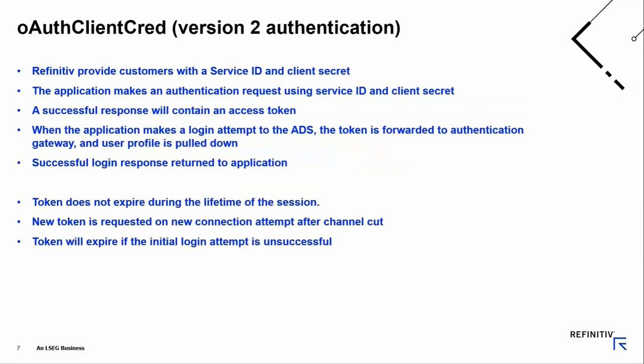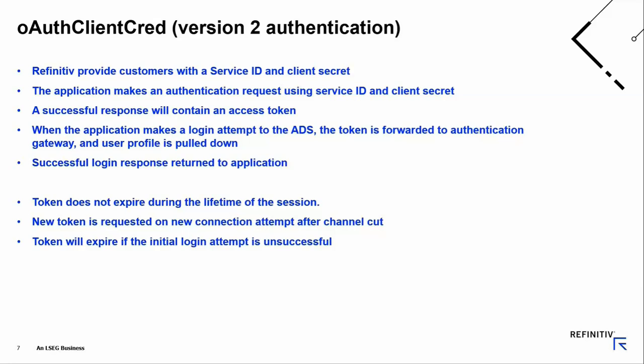So how is Real-Time Optimized authenticated? It moves away from the ILA concepts that we had with Edge and Electron Connect. As part of this product, we're going to provide a service ID and a client secret, which is effectively a password. Upon initial launch of the consuming application, an authentication request is going to be passed through to the data platform, and that's going to use the ID and the secret that we've provided.